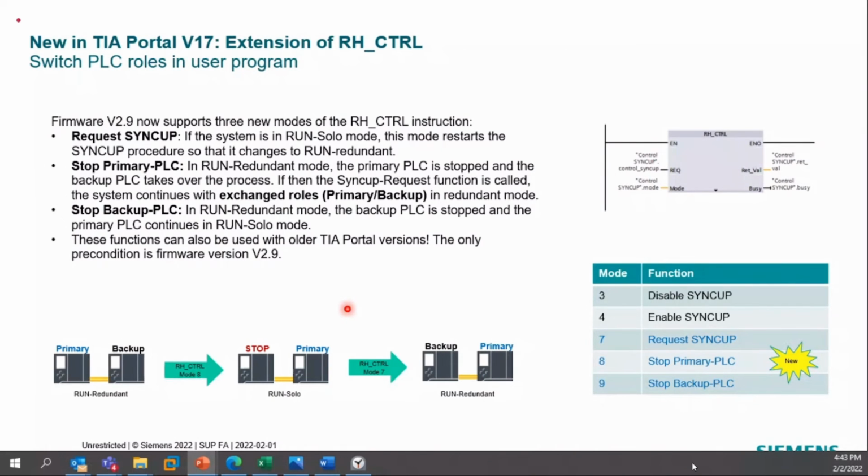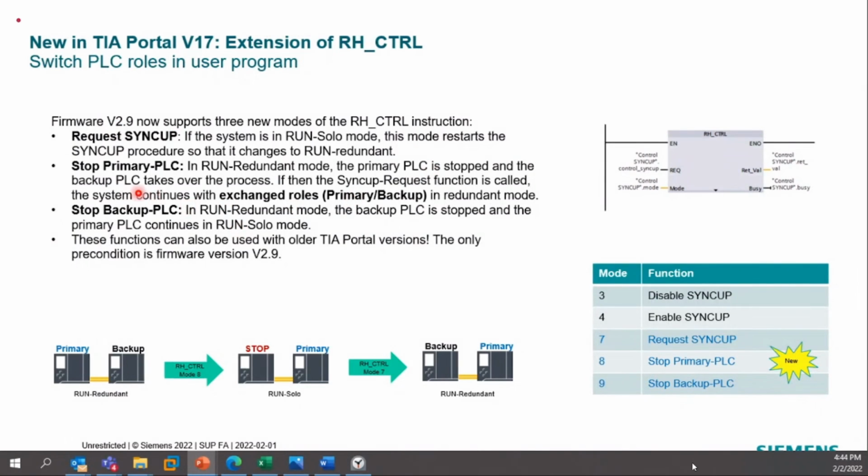This is the feature that I was telling you about: what happens during a failure in connection between the HMI or the SCADA. Previously this RH control block only had disable sync up or enable sync up, but now with version 17, it also has request sync up, stop primary PLC, and stop backup PLC. So disable and enable is basically stopping the sync up or enabling the sync up, but request sync up means you can start the sync up at any time.